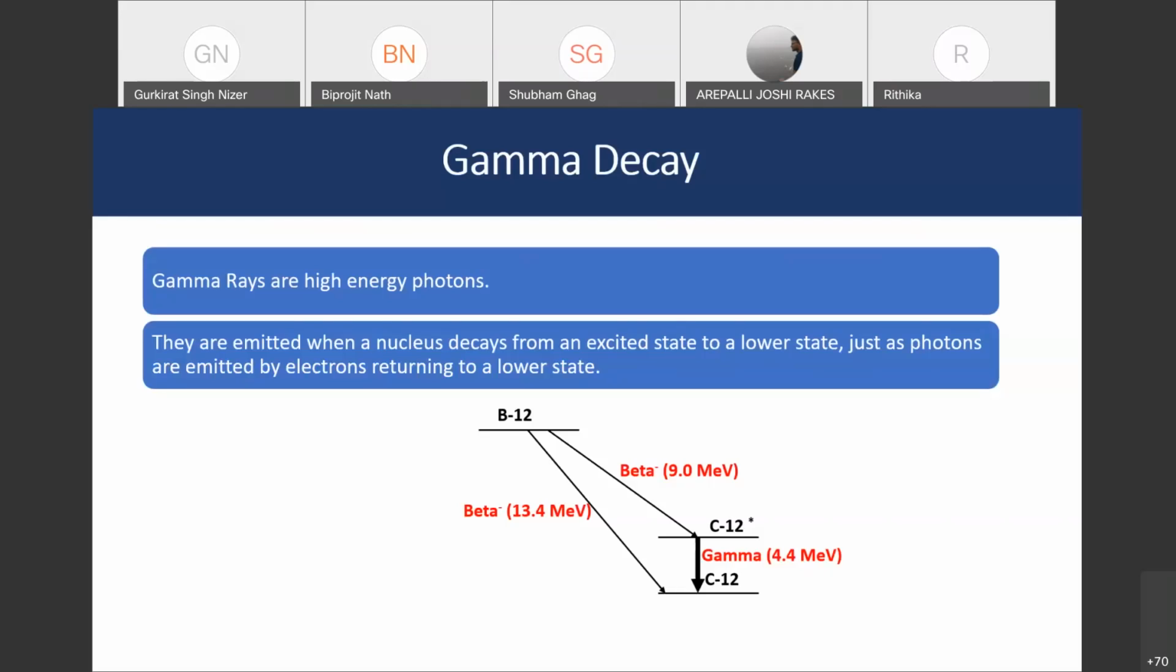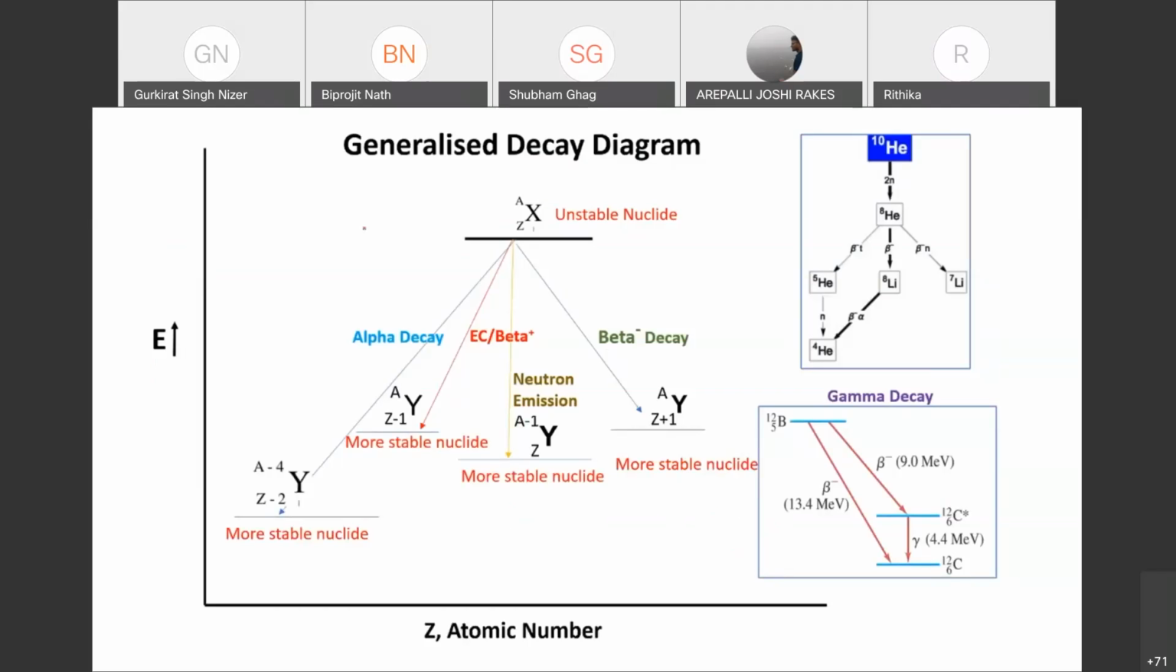For example, we can see boron-12, which is in the higher energy state, decays to the excited state of C-12. Then it decays to C-12 in a lower state. That's a gamma decay process, and it emits a gamma ray photon having energy equal to 4.4 MeV. We should also keep in mind that gamma emission occurs from an excited state to a lower state of the nucleus. And that's the generalized decay diagram.